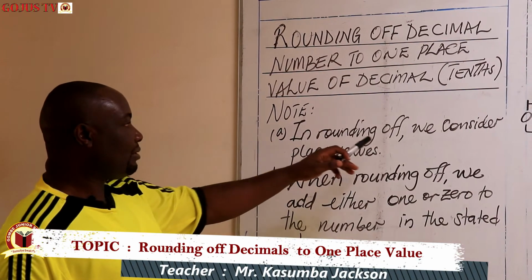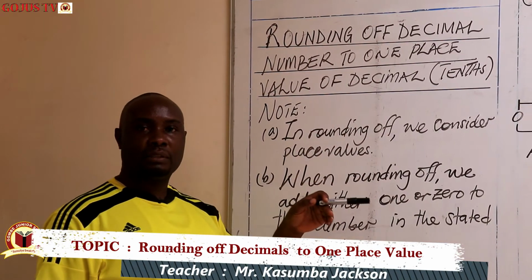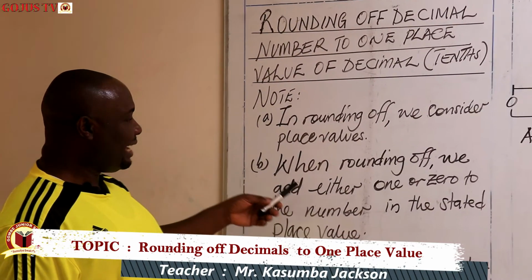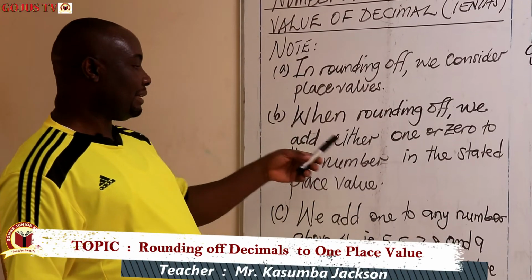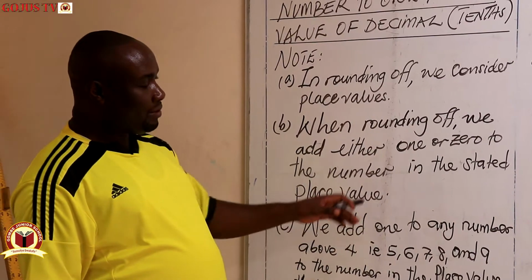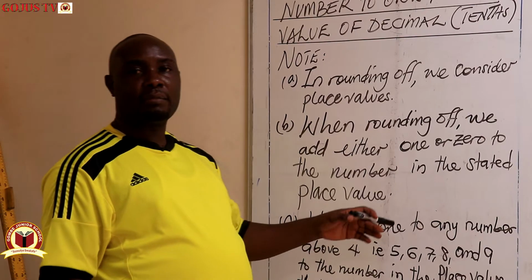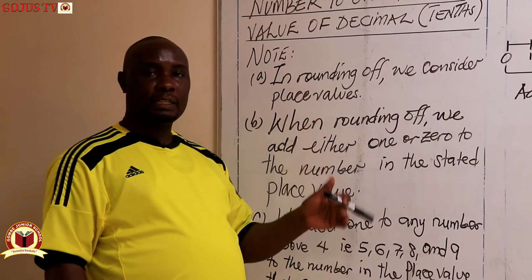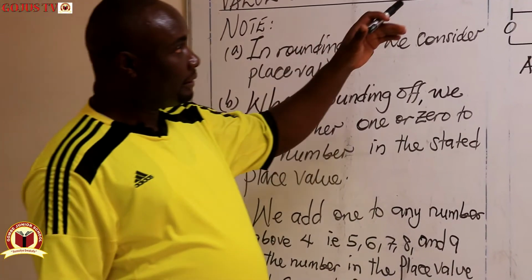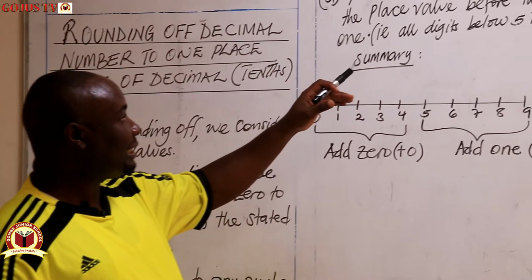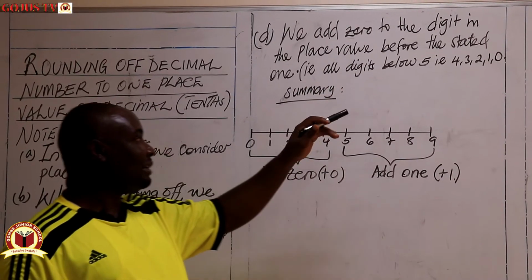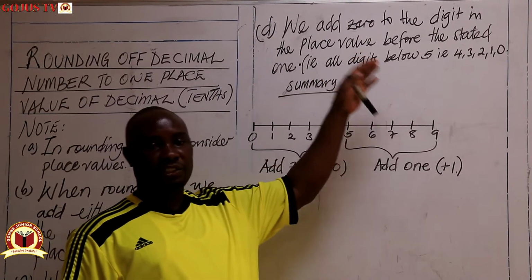Number one, in rounding off numbers, we consider the place value. It is very important. Number two, when rounding off numbers, we either add 1 or 0 to the number in the stated place value. That's how we round off. Number three, we add 1 to any number above 4. When I say above 4, it means 5, 6, 7, 8, and 9. And to a number which is less than 5, that is 4 and below, 4, 3, 2, 1 and 0, when rounding off, we add 0.